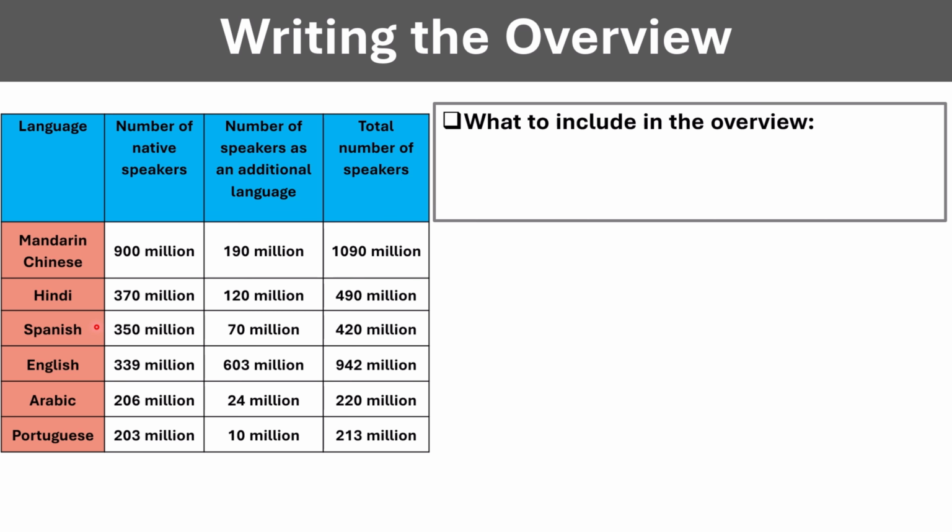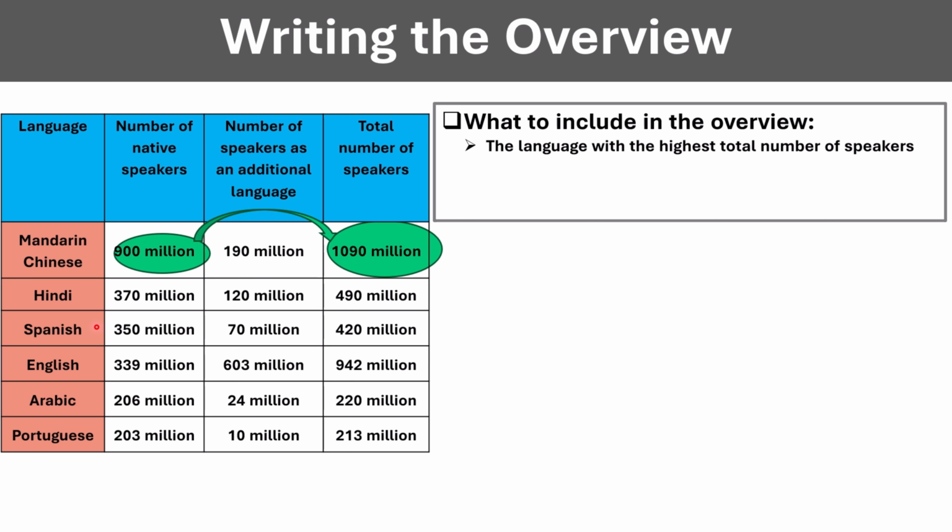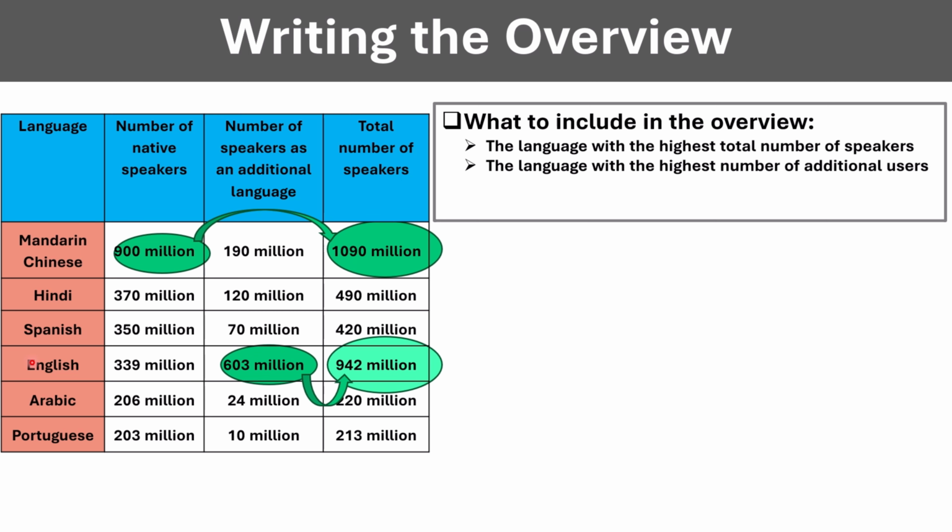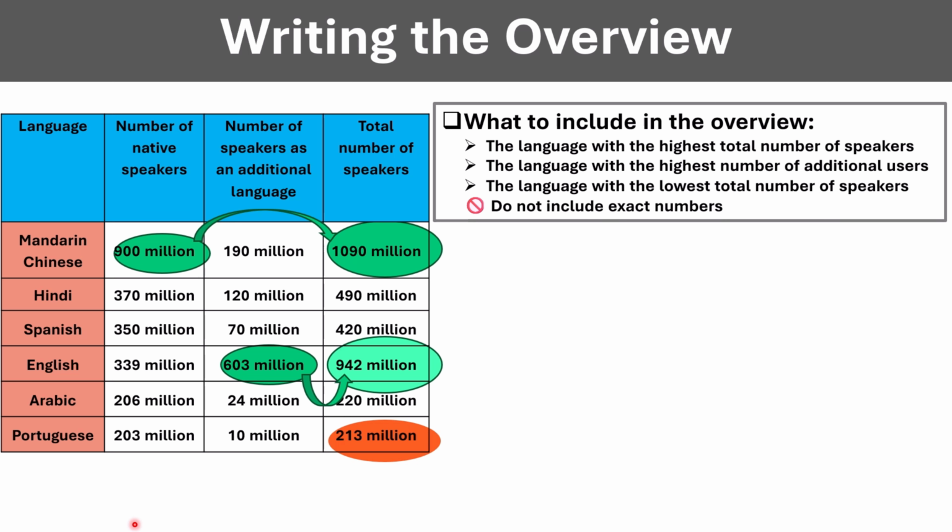So, what should we look for? First, the language with the highest total number of speakers. That's clearly Mandarin Chinese, driven by its huge native-speaking population. Next, English stands out for a different reason. It has the most additional language users, over 600 million, which makes it the most widely spoken second language in the table. Finally, we should include the language with the lowest total number of speakers, Portuguese. It has a relatively small number of both native and additional users.